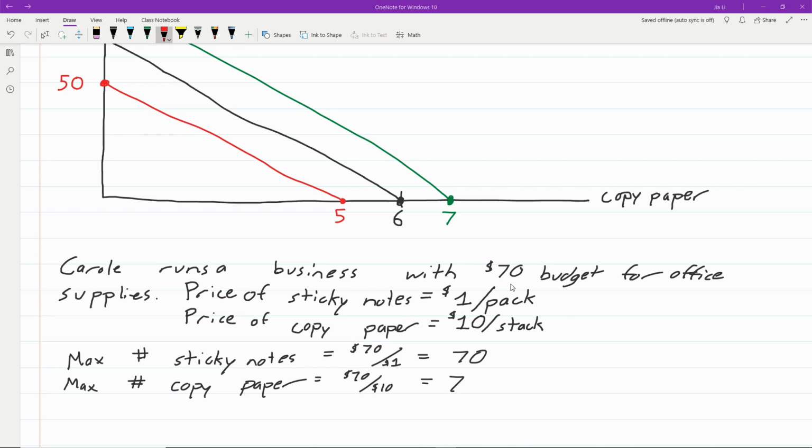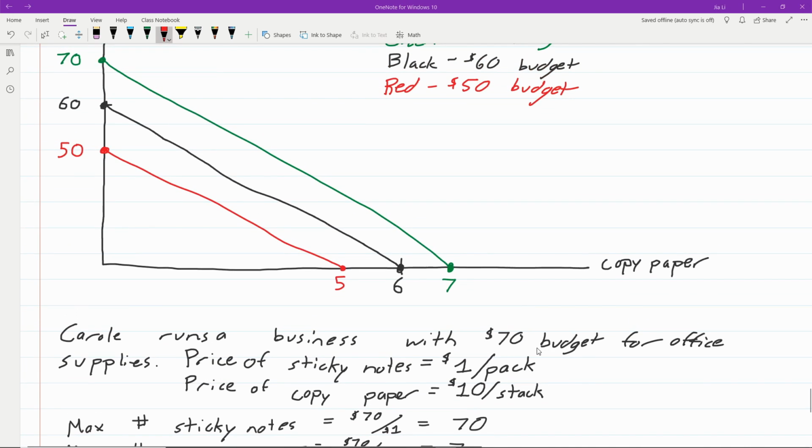It's the same whether she has a $50 budget. And that is because if she buys a stack of copy paper, that costs $10. And that means that the opportunity cost is 10 packs of sticky notes since it only costs $1 a piece. So if she spends the $10 on copy paper, that's $10 she could have used instead to buy sticky notes with, but she didn't, right? So because that opportunity cost is still the same, right? The price of copy paper is still $10 and the price of sticky notes is still $1, so that opportunity cost, the trade-off there is the same.